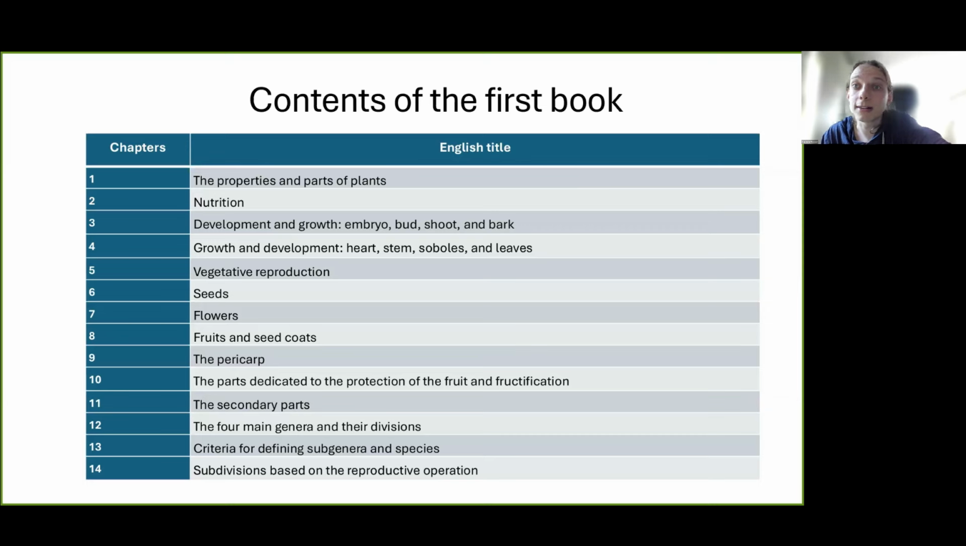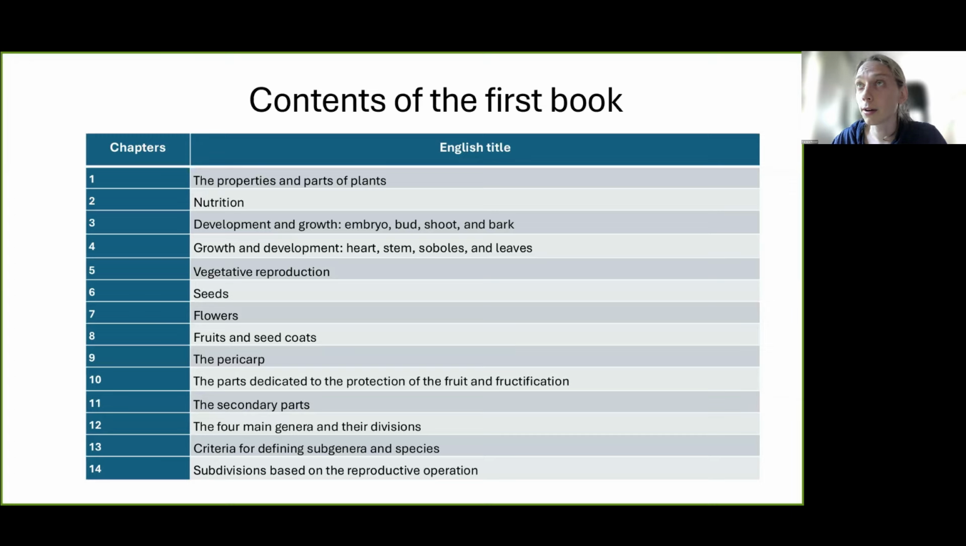And lastly, chapter 14 extends this argument by examining specific problems arising when subgenera are defined according to the reproductive operation. So this chapter laid the theoretical background underlying the structure of plant description in the following 15 books. It is worth noting that no practical or medical considerations are included in this first book, except in order to refuse them, which is, as Quentin said, a small revolution for the time.